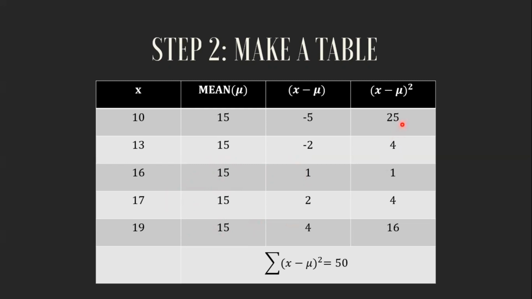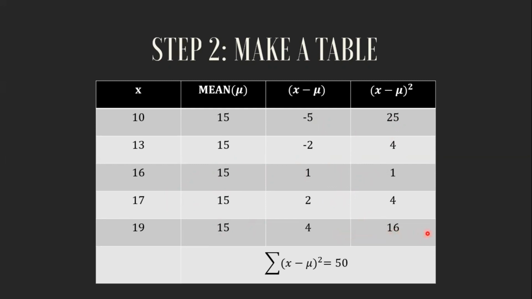In the fourth column, we just need to square the values found in the third column. The square of negative 5 is 25. Square of negative 2 is 4. 1 squared is equal to 1. 2 squared is equal to 4. And 4 squared is equal to 16.